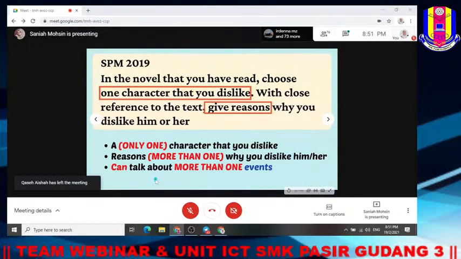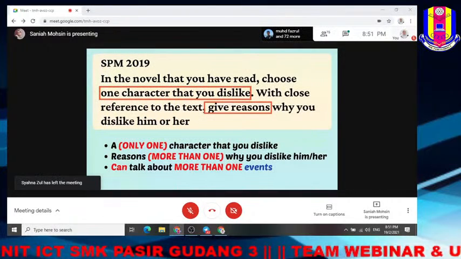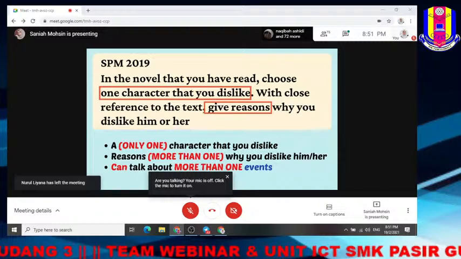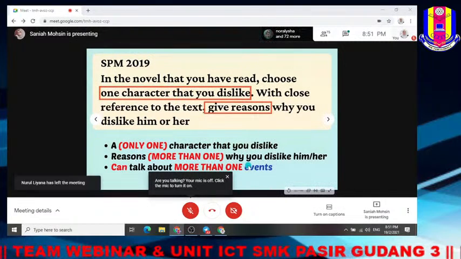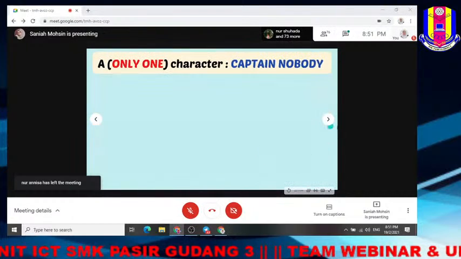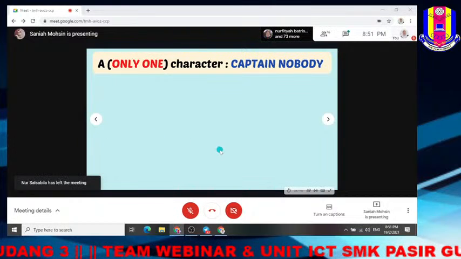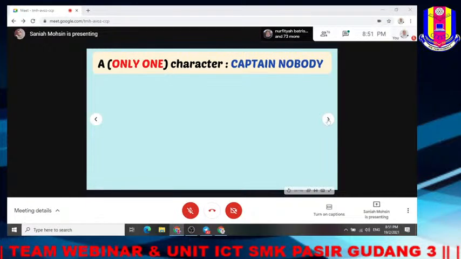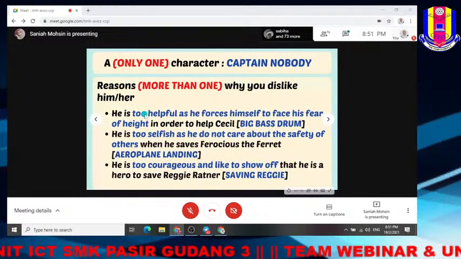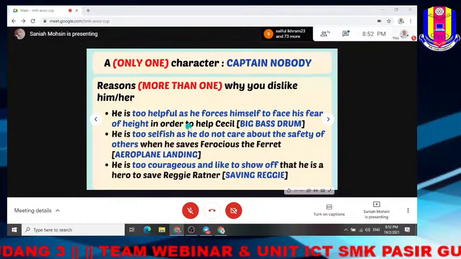Untuk soalan ni, we need to only talk about one character, but then tak ada masalah kalau kita nak cakap lebih daripada satu event, sebab dia tak cakap pun kena cakap pasal satu event. Yang dia cakap tentang satu karakter sahaja. So for example, a character that you can choose will be Captain Nobody. An example of points that you can use would be, number 1, he is too helpful as he forces himself to face his fear of height in order to help Cecil.